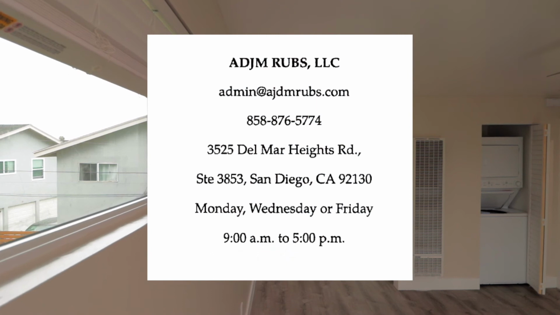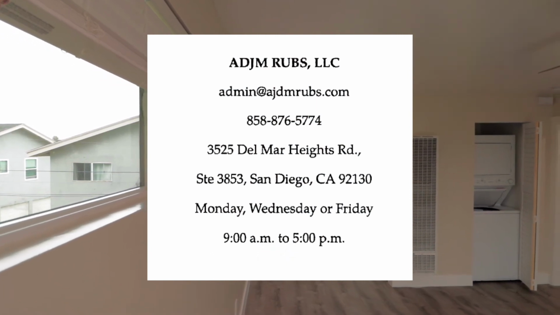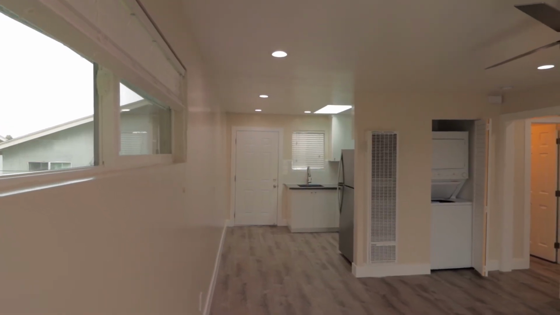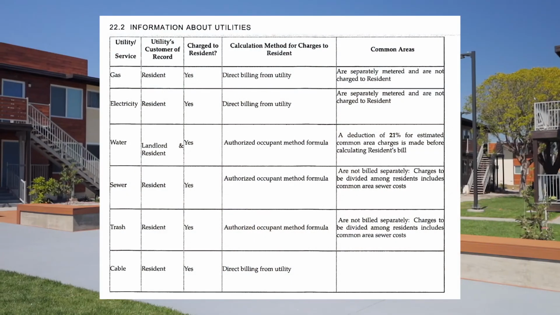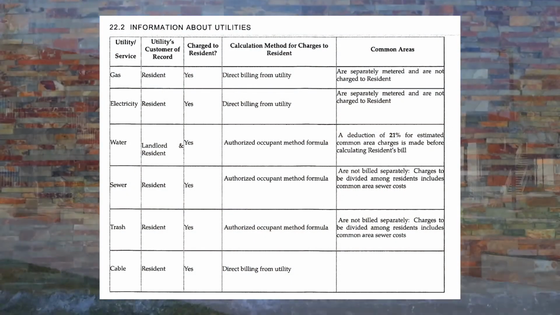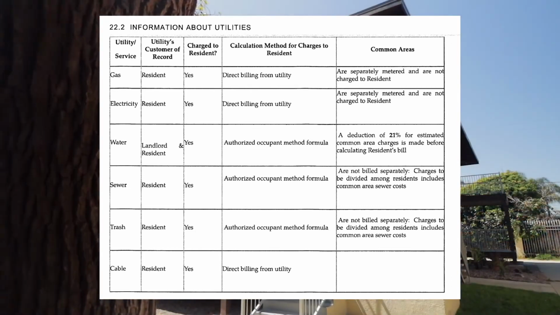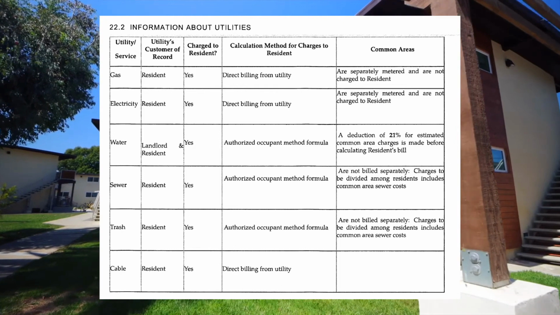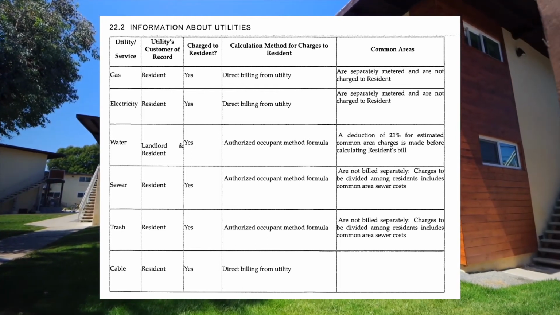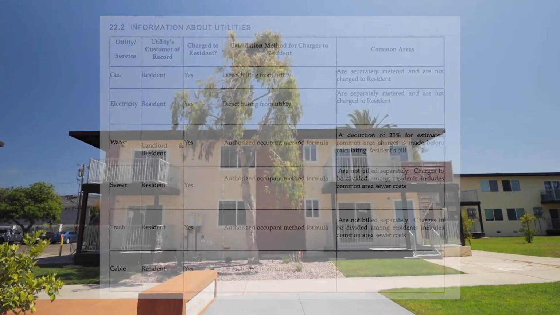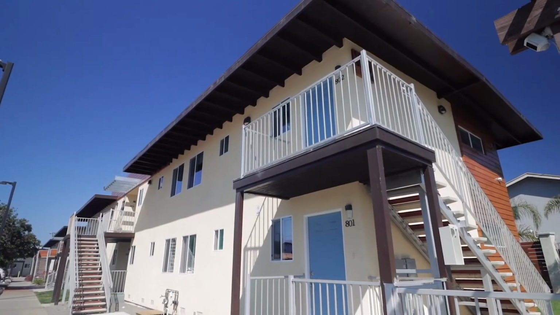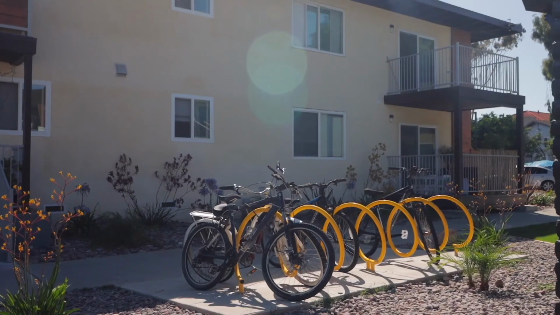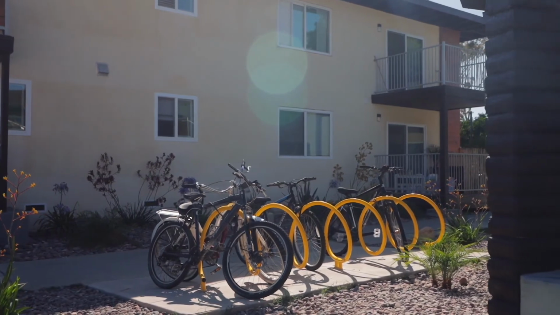It's important to know that we utilize a third-party vendor called AJDM RUBS to allocate water usage. The formula utilized is we only charge tenants 79% of the water usage bill that the property management company receives. And that water usage is allocated to tenants by utilizing the formula set forth by California, and calculated to each unit dwelling. This formula accounts for number of tenants and square footage of the unit.